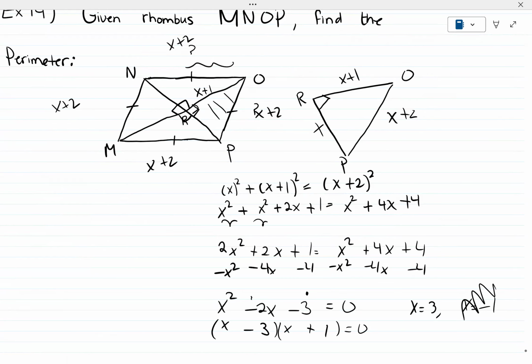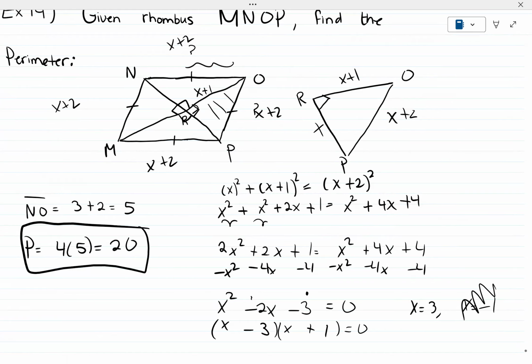So we found x, but that's not our answer. They want to know the perimeter. So I need to find the length of NO, because if I find that length, we know that we could just multiply it by 4. So NO is going to be x plus 2, and we found that x is 3, plus 2. So that's 5. So the entire perimeter is 4 times 5, which is 20. So the perimeter is 20 units.